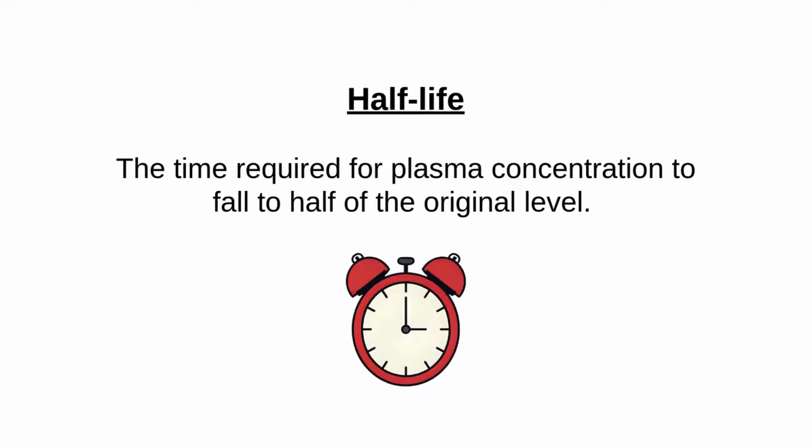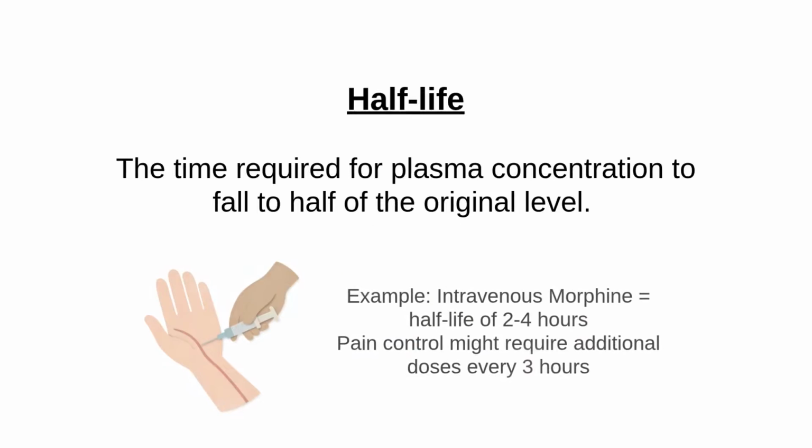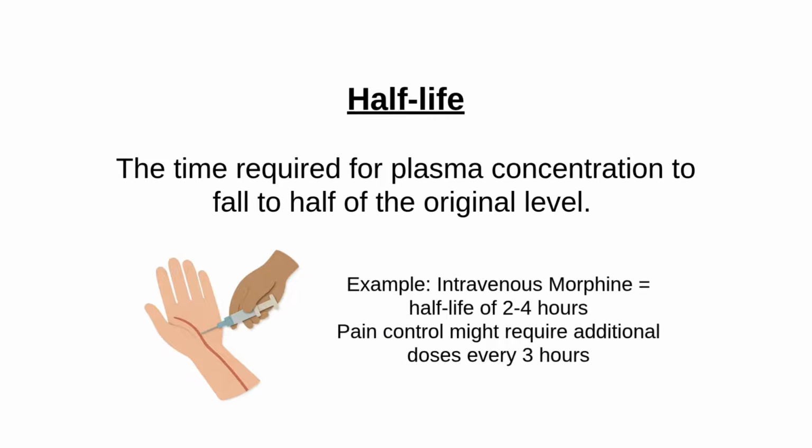It's important to know this because it helps determine the frequency of drug administration or how often someone might be going back to abuse a drug. For example, intravenous morphine has a half-life of 2 to 4 hours, which means that someone who is trying to get pain control might need additional doses roughly every 3 hours.